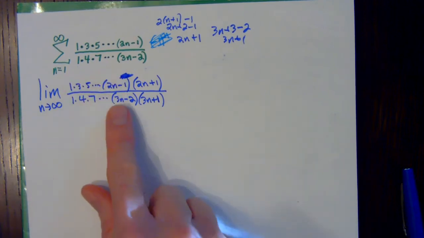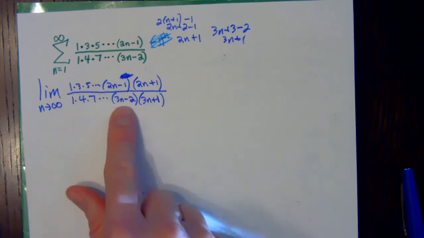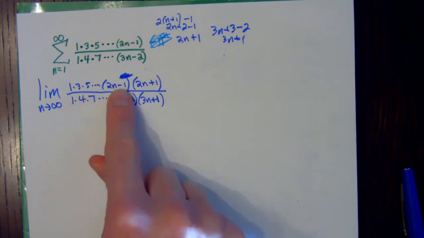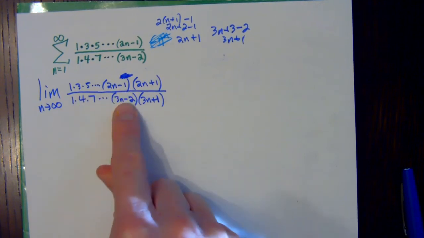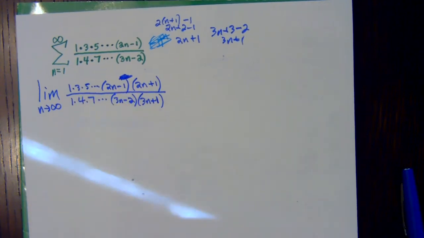Here's the most common mistake, though: they know they need to write the string of numbers, so they write the 1, 3, and 5. They won't include the 2n minus 1, or they won't include the 3n minus 2. So let me just prove to you why that doesn't make any sense.